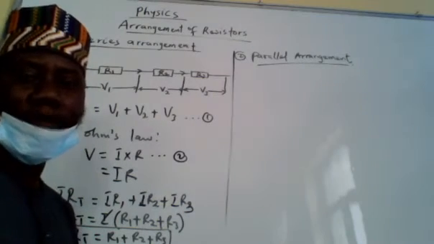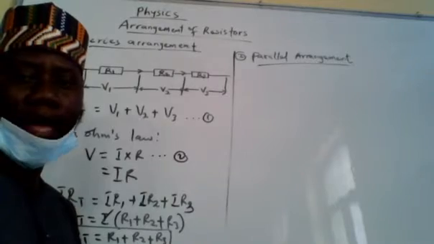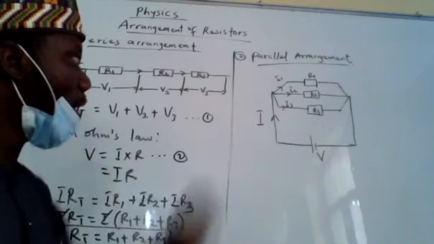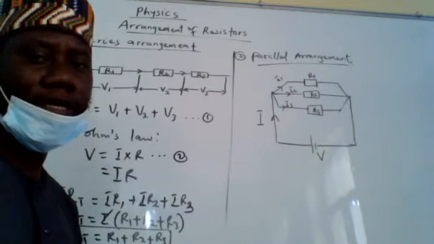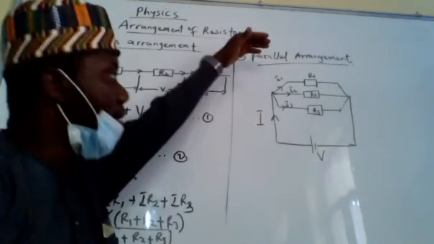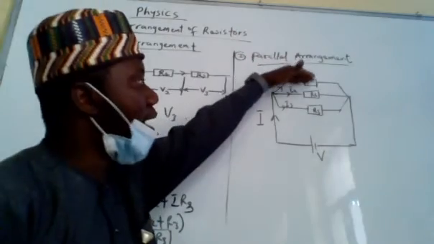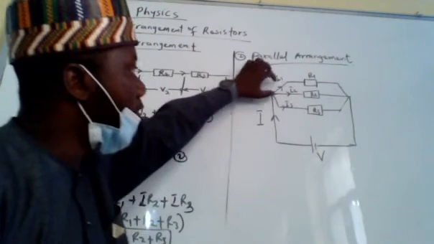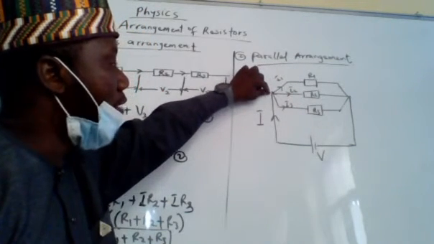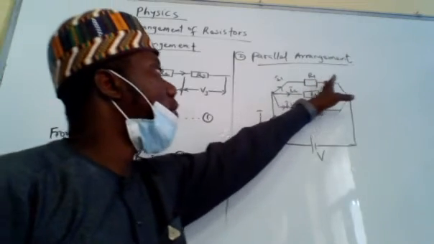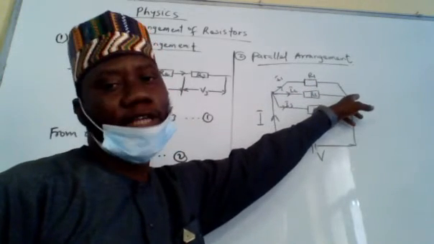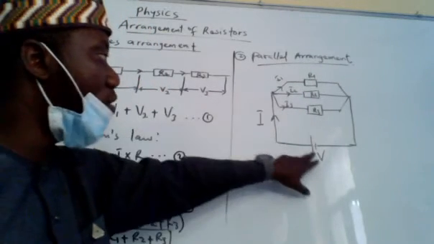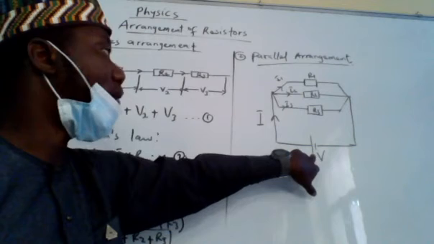Okay, let me have a display of the diagram. Okay, what we have here is parallel connection. And this is a situation whereby resistors are connected side by side. You can see the resistors are all joined here. They have one connection here, and the other sides are all joined to a point to give us another connection. And all the resistors are connected to one voltage source.